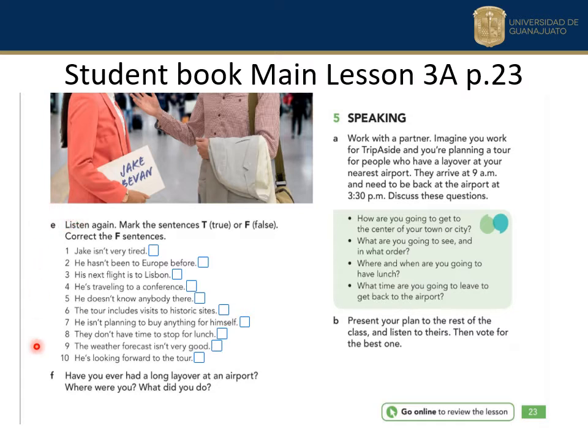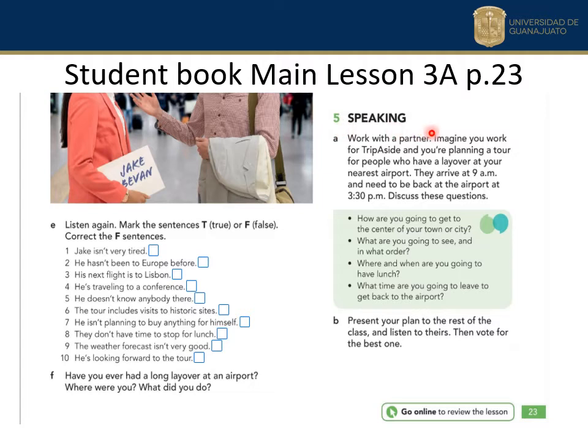Okay, here is the part where you need to answer true or false according to the listening that you have for this conversation. And the other is the question, have you ever had a long layover at the airport? Where were you and what did you do? You also have space here to answer these 3 questions.